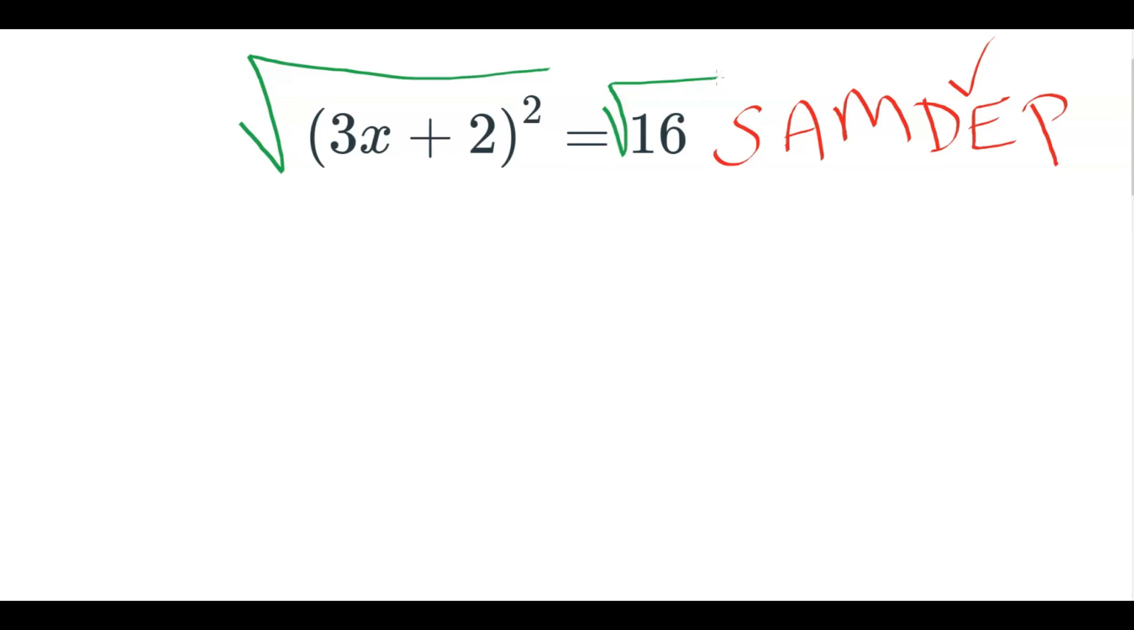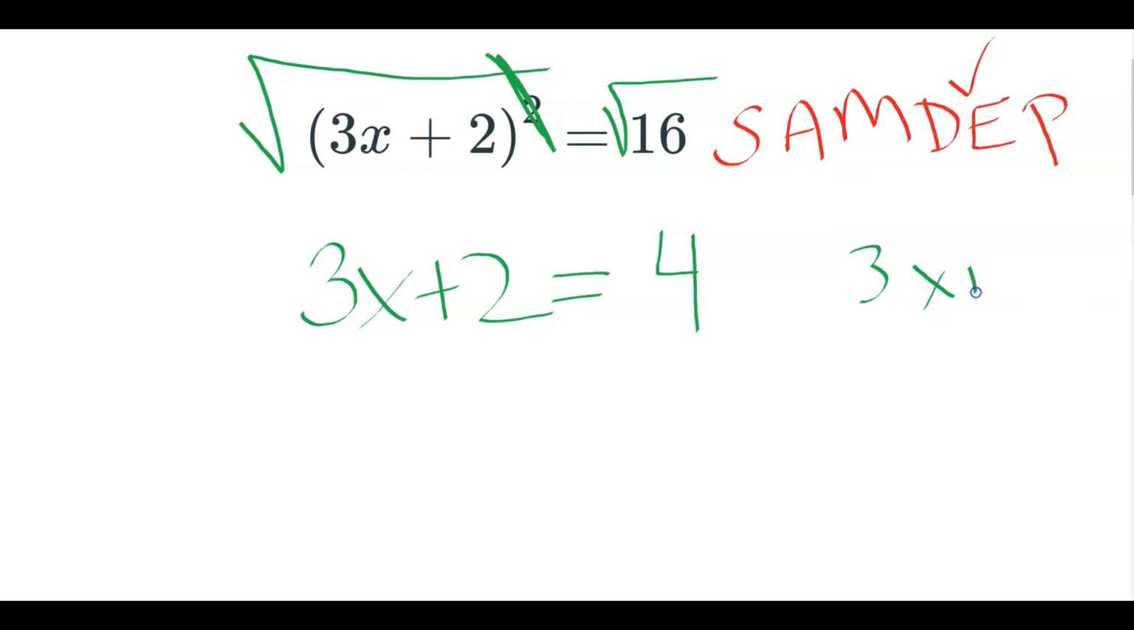So the square root cancels out the squared, and that just leaves me with 3x plus 2 equals, the square root of 16 is 4. Now remember though, we're going to get two answers based on the fact that that's a positive 4, and I'm also going to have 3x plus 2 equals negative 4. So I'm going to get two different answers based on the fact that that's going to give me two different square roots.